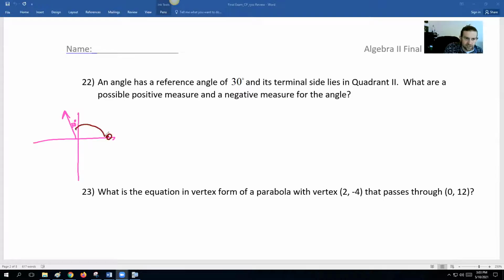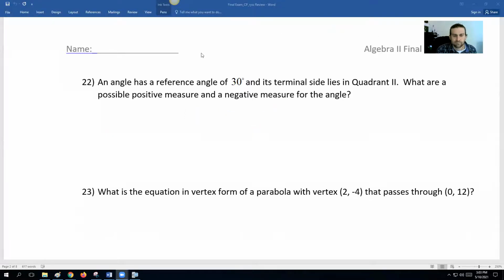So if we're starting here at 0, working our way over, we have 90 plus 30. Okay, so that's 120 degrees. Or if we're working backwards here, we got 90, 180, and then we'd have to subtract 60 more. That'd be negative 240. Another thing you could do is if you figure out your positive, just subtract 360. That's your answer.